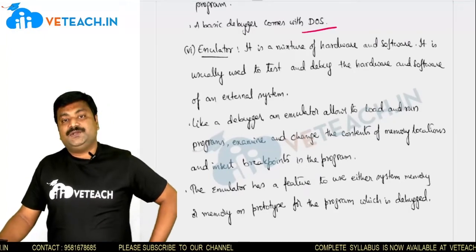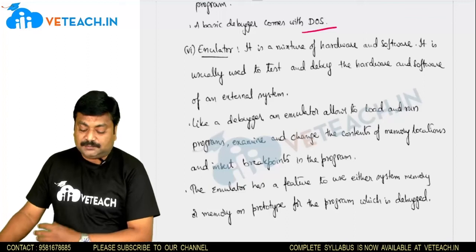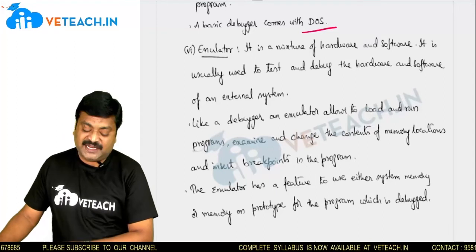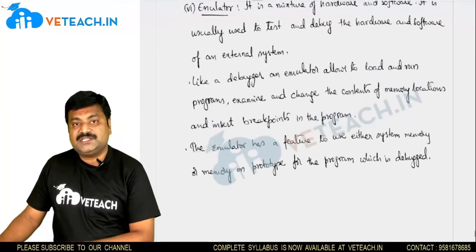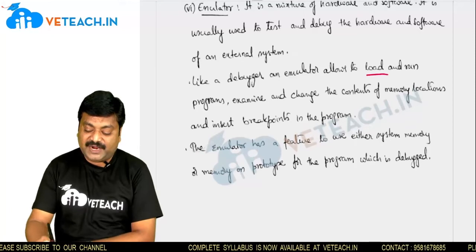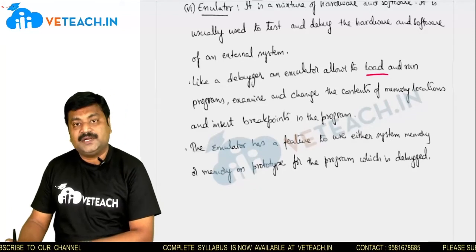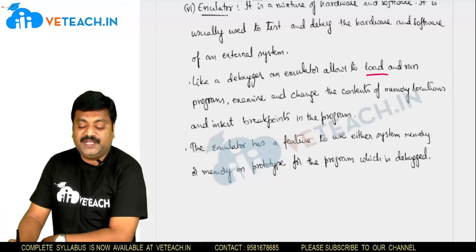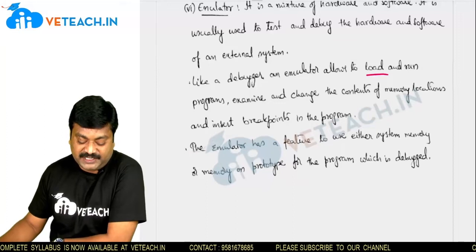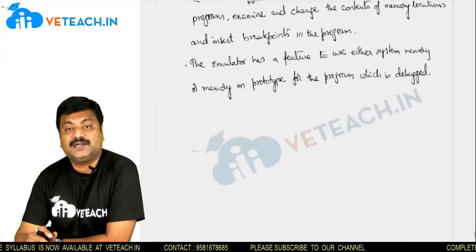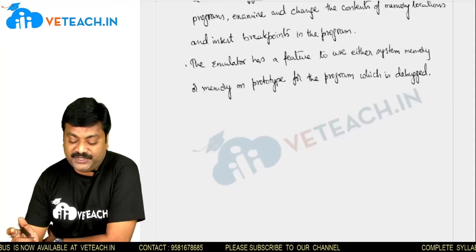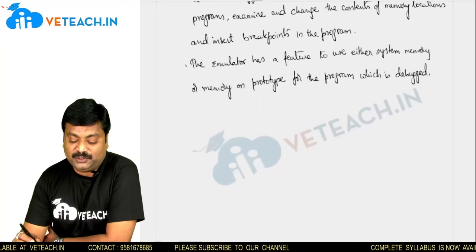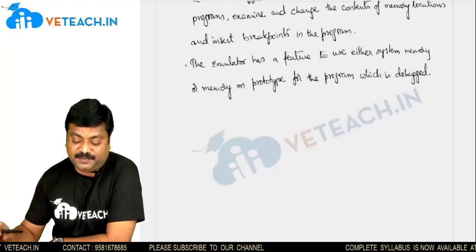So the emulator, the term itself says, is a mixture of hardware and software. It is usually used to test and debug a particular program when we need to implement it in an external environment. So this emulator will load the file, run the program, examine the program, and even modify the contents if modifications are required. And this emulator has a particular feature used with the memory on the prototype, which needs to be debugged.